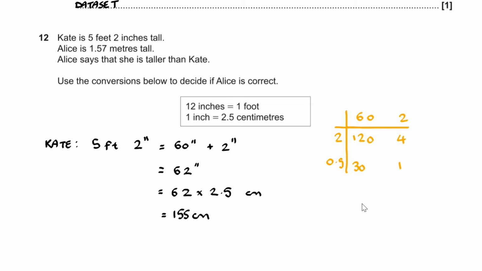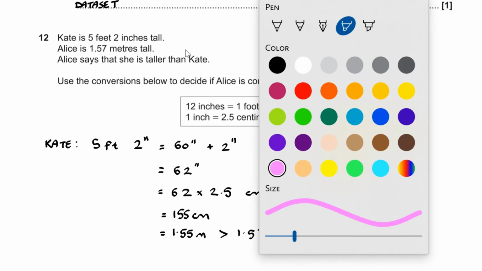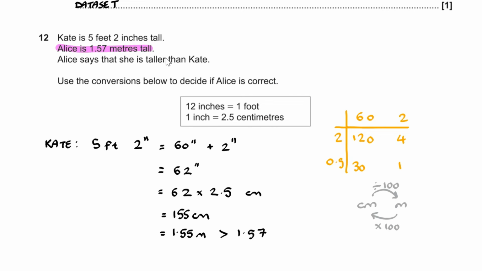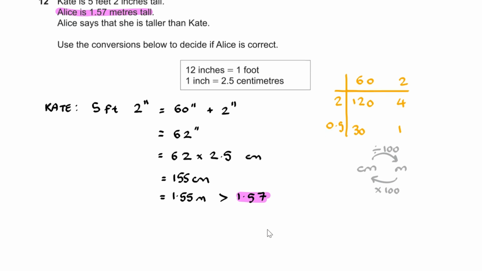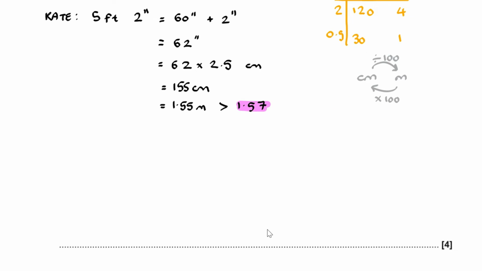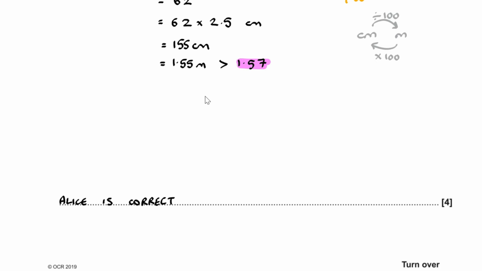And then to go from centimeters to meters, we would have to divide by 100. Meters to centimeters, we have to times by 100. So if I divide 155 by 100 to convert this into meters, we've got here 1.55 meters. And this is greater than the 1.57, which would correspond to Alice's height. And therefore, what you can see here is, in conclusion, Alice is correct.